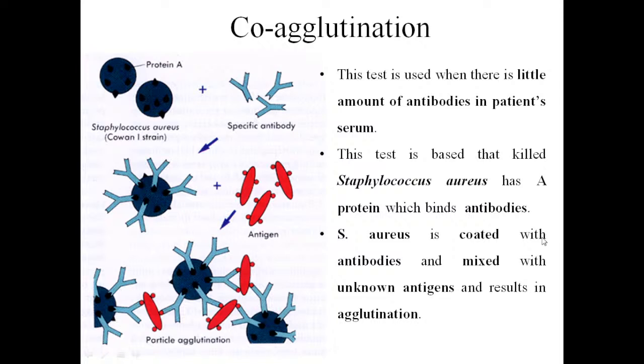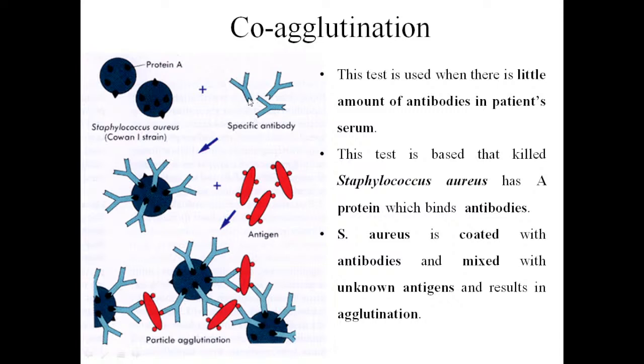Another type of indirect agglutination is co-agglutination. This test is also used when there is a little amount of antibodies in patient's serum, and in this test we use Staphylococcus bacteria as carriers. This test is based on the fact that killed Staphylococcus aureus has a protein on its surface which binds antibodies. Any antibodies against Staphylococcus or against other bacteria may be bound with their Fc receptor.